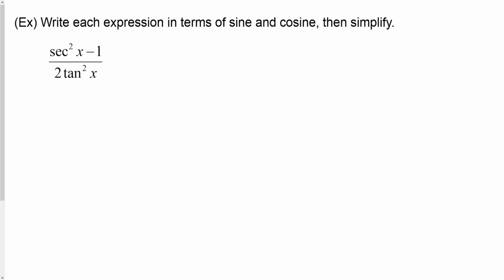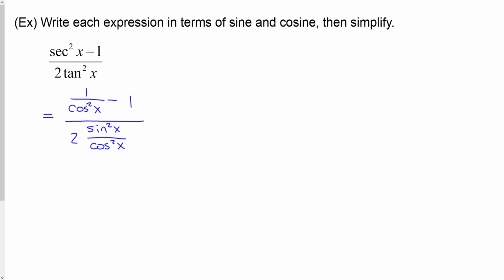Write each expression in terms of sine and cosine, then simplify. All right, so this one, let's see what happens here. If we write things in terms of sine and cosine, secant squared is going to be 1 over cosine squared. Tangent squared is going to be sine squared over cosine squared. So I've written everything in terms of sine and cosine.